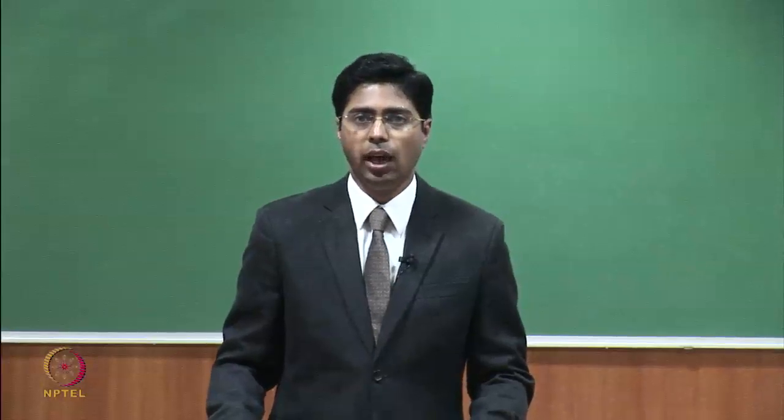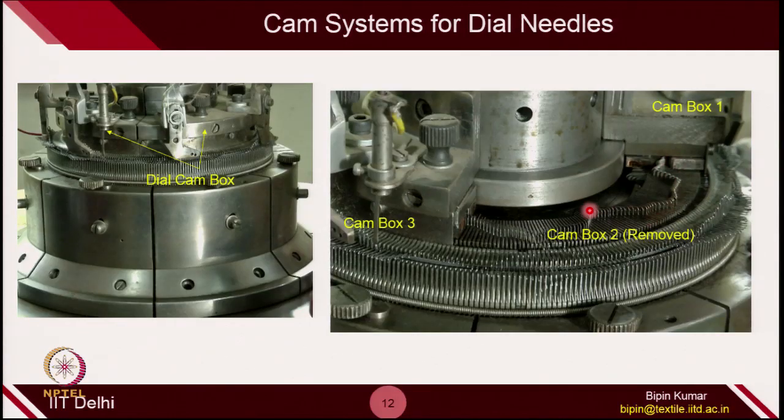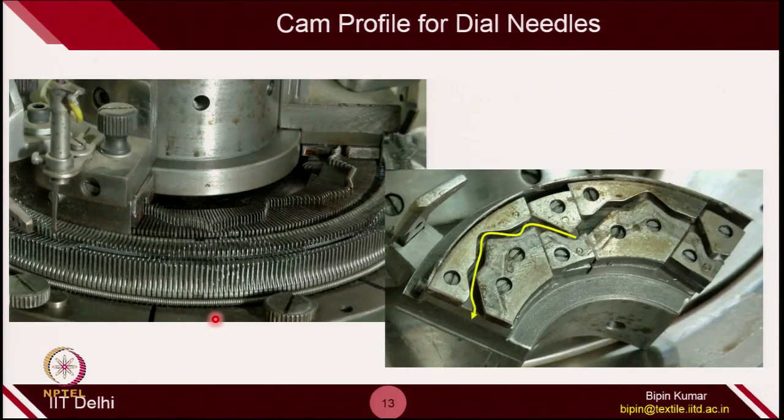So, these are the 3 cam boxes. One of the cam boxes I have removed so that you can see the location of the butt. This is actually the running condition, how the butts of dial needles change their course depending on the interaction with a particular dial cam box. This is how you can see. If you remove this, actually there are 2 dial cam tracks. So, first it completes this and then it interacts with the other cam track.